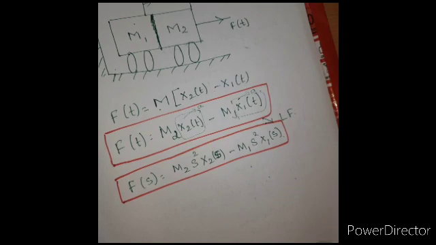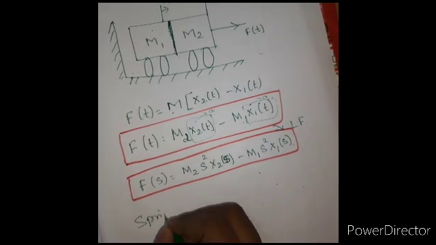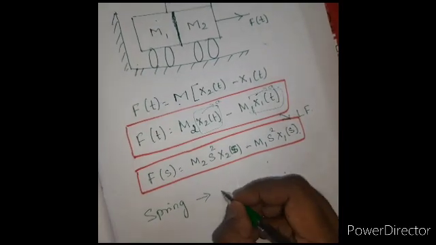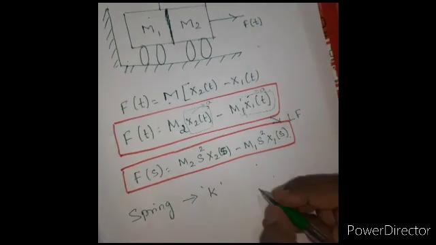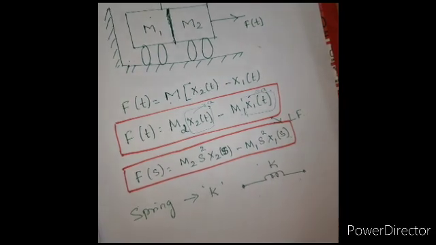Okay, this is about mass. Next is spring. Spring is represented as K. It is symbolically represented like this, and it is represented as K.